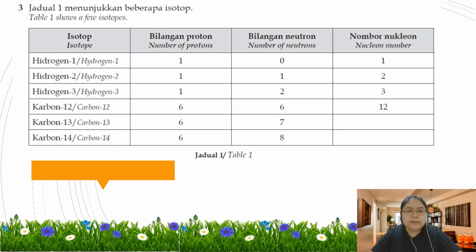Okay, then we see question number 3. They have a table showing a few isotopes. They have hydrogen and also carbon. They give you the proton number, the neutron number, then the nucleon number. So from here we need to fill in the blanks. For carbon 13, proton is 6, neutron is 7. So the nucleon number should be, we add together, that's 13. How about carbon 14? Carbon 14, proton number 6, the number of neutrons is 8, so total becomes 14. So this is the answer, how we count the number of nucleons.